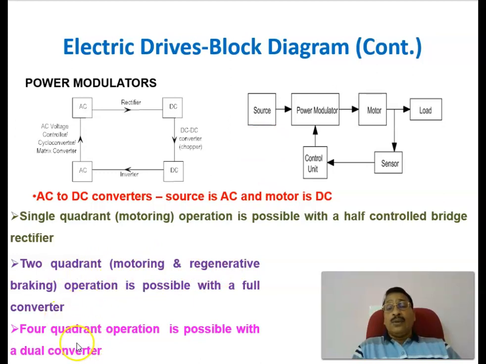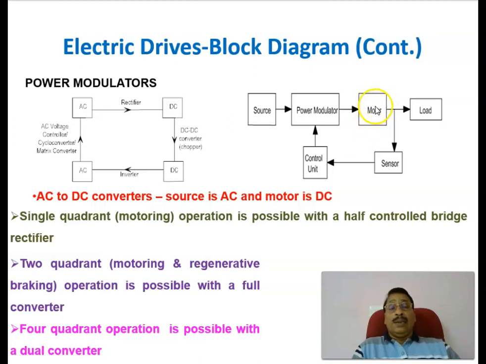If you are using a four quadrant operation, it can be achieved by a dual converter. If you are using a dual converter, you can have a four quadrant operation of the motor. Therefore, whether it is a single half controlled rectifier, a fully controlled rectifier, or a dual converter, the motor can be operated in either single quadrant, two quadrant, or four quadrant operation.